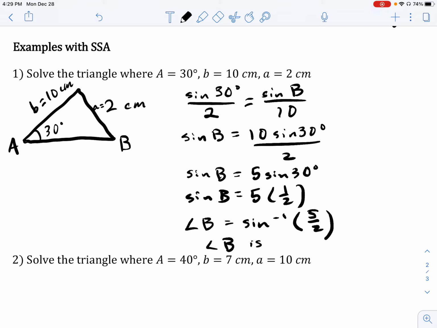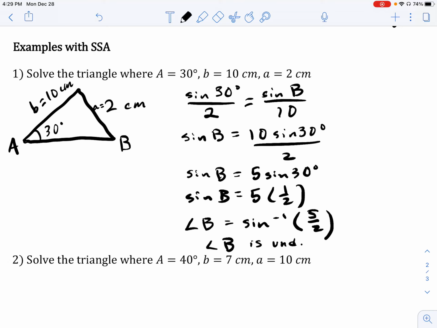I should say it does not exist, is undefined, right? Does not exist because there's no way that your opposite side could ever be longer than your hypotenuse, given that sine is opposite over hypotenuse. So this angle doesn't exist.